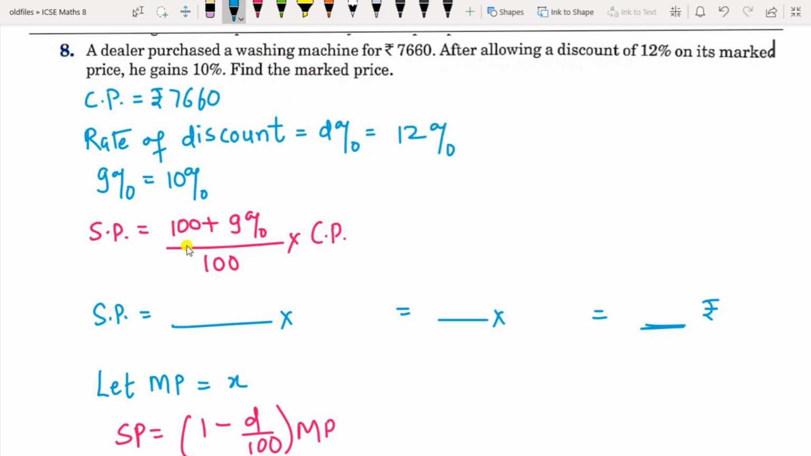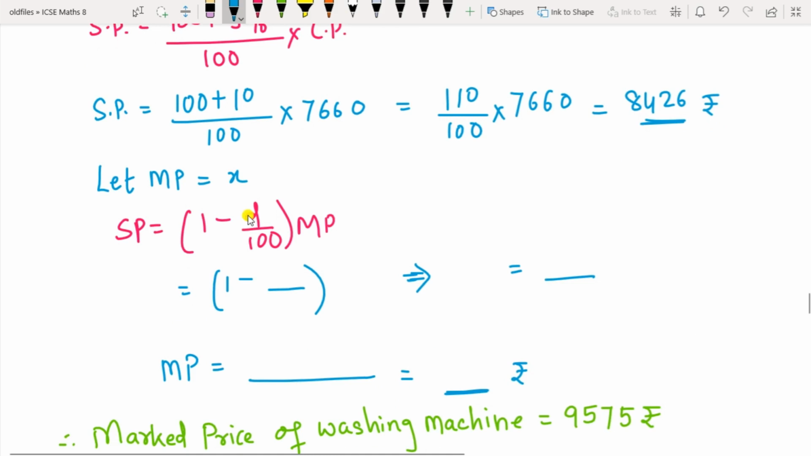Now when CP and gain are there, we know the formula that we have seen in exercise 7b: 100 plus gain percent upon 100 into CP. We can find the SP from here. So this is 100 plus gain, 10, upon 100 into CP, 7660. It becomes 110 upon 100 into 7660. So you get the answer here as 8426 is your SP.